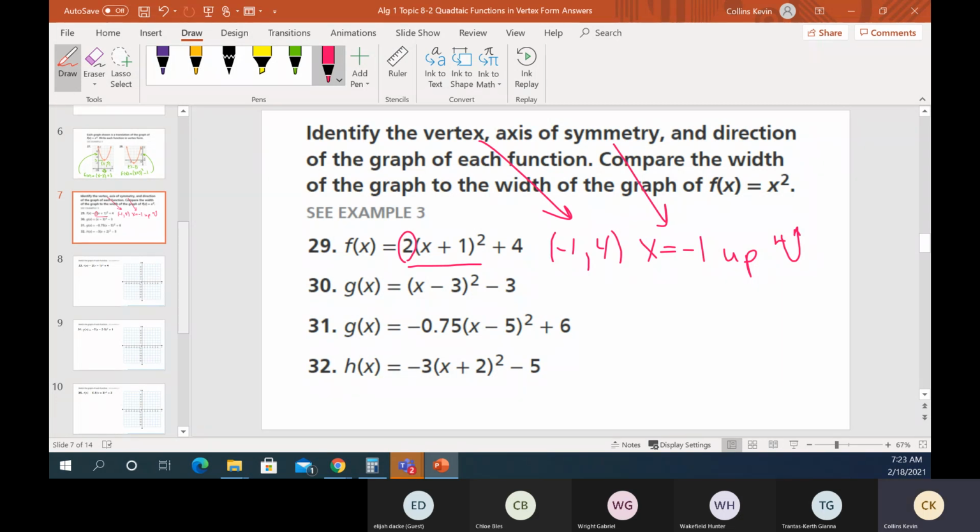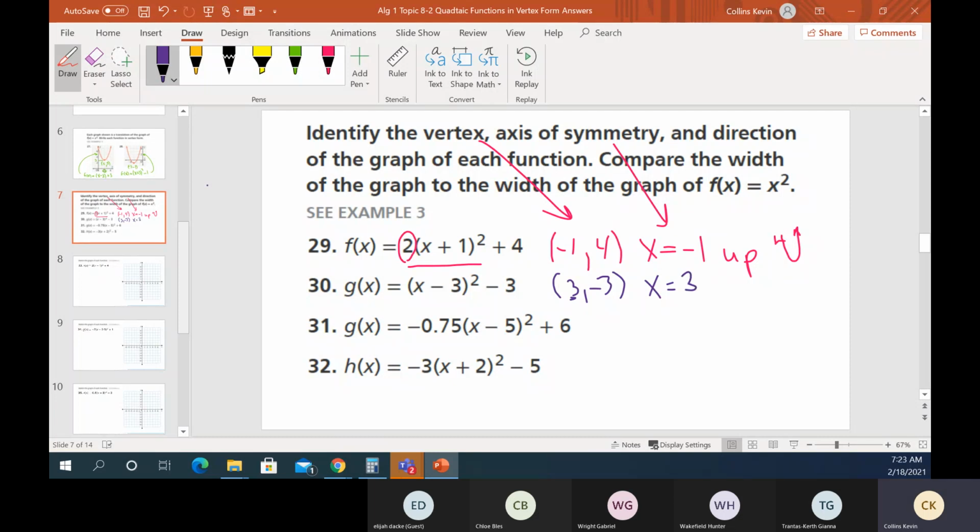All right, so how about our next guy? What's our vertex for this guy? So this is going to be +3. What's our other number going to be? Yeah, -3. Easy and peasy. So axis of symmetry is just x equals the first number. So that's just 3.